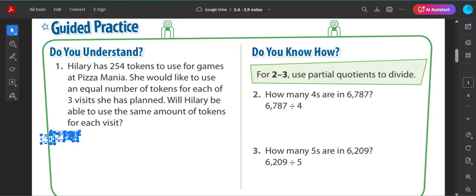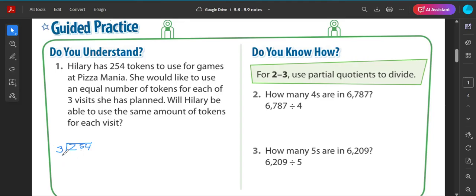See, I can move all of that down here. That way I have more space. Okay, so now that we know what our equation is going to look like, let's go ahead and use partial quotients.